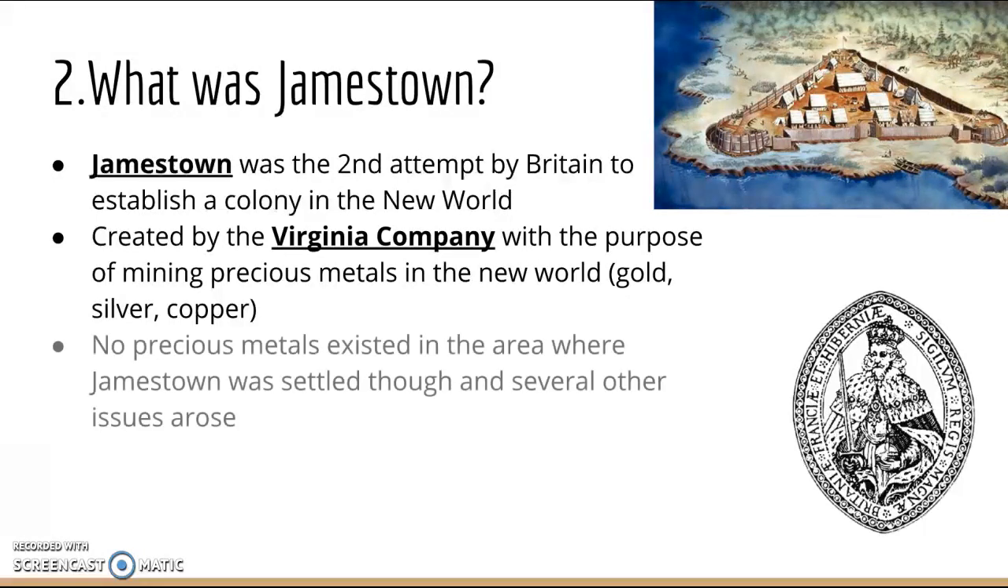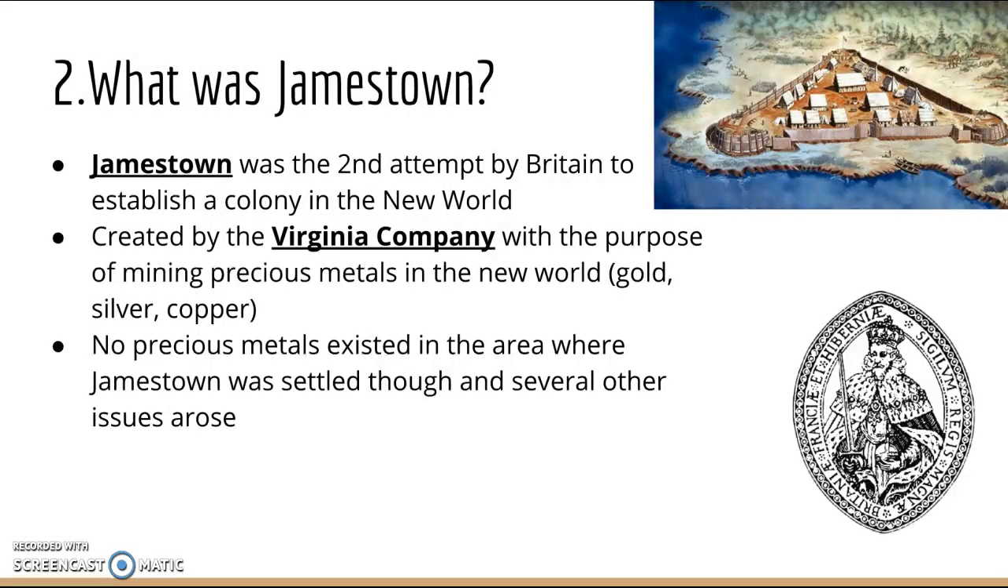And so the Virginia Company is founded, and this colony of Jamestown is created with the intention of trying to find precious metals in the New World. Things like gold, silver, copper. Britain sees all of the money that is being made by Spain specifically discovering gold down in Central and South America, and so they want a piece of that pie.